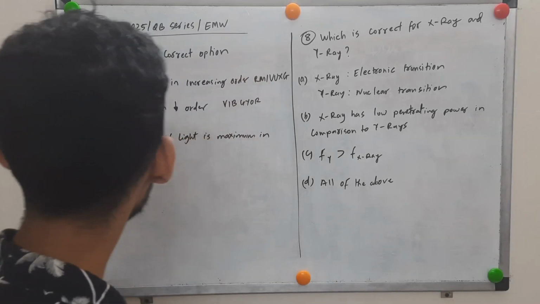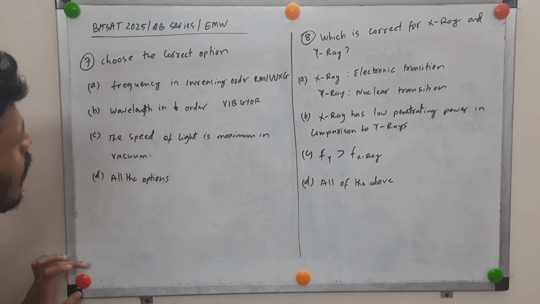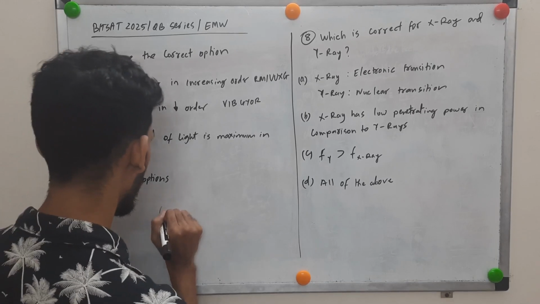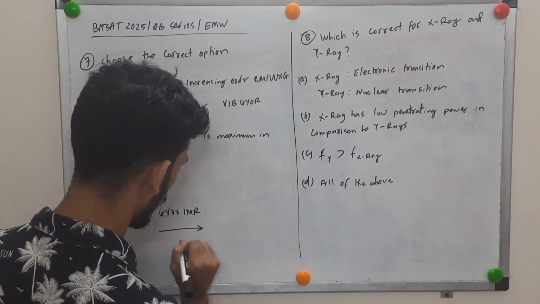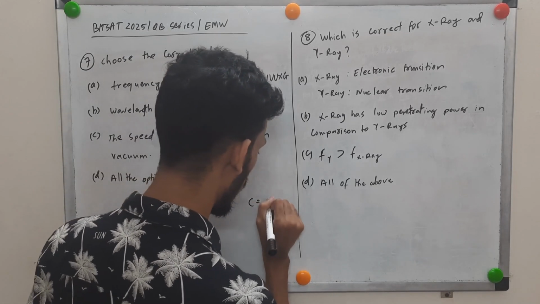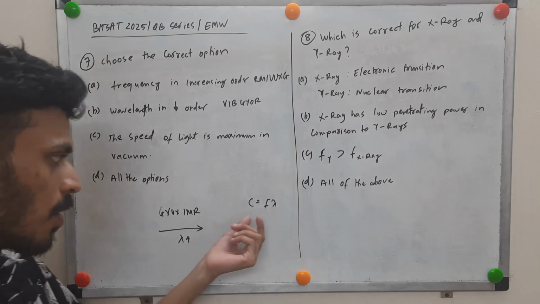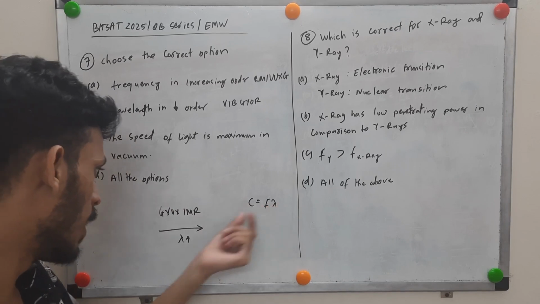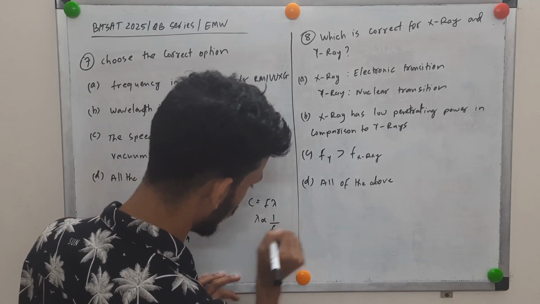Questions 7 and 8 over here. In question 7, we are given certain statements and we are supposed to tell which one is correct. Frequency in increasing order is... Now I remember it this way: gamma X UV I M R. This is the direction of increasing wavelength. Wavelength and frequency are inversely proportional. For a given medium, C, the speed of an electromagnetic wave, is constant. So if lambda is increasing, frequency will decrease, because lambda and frequency are inversely proportional.